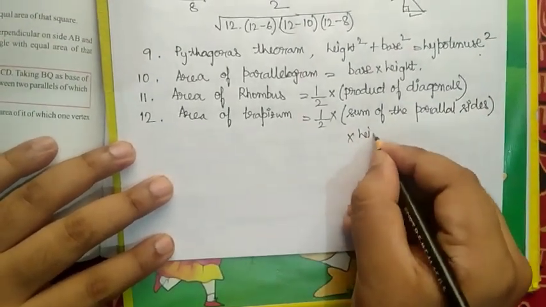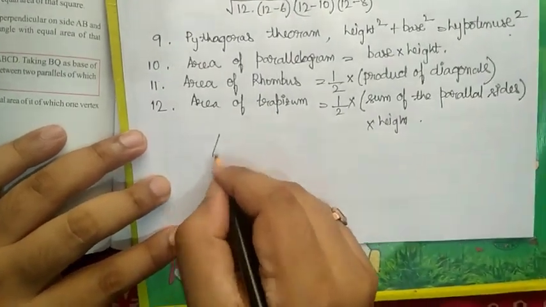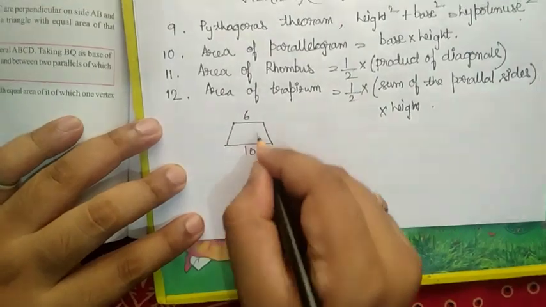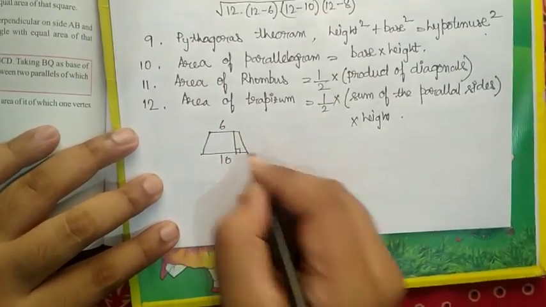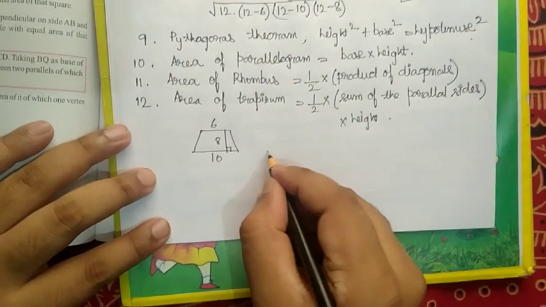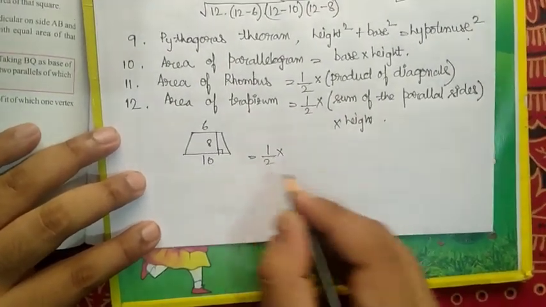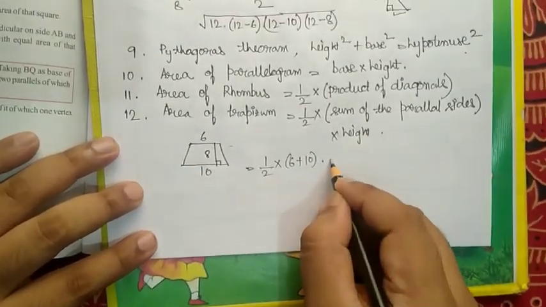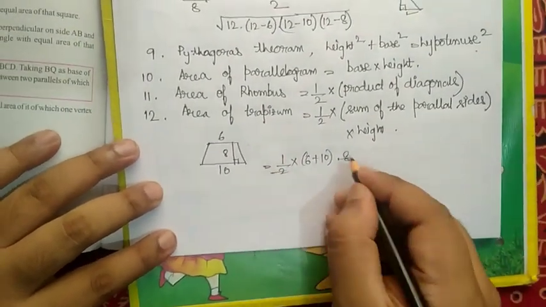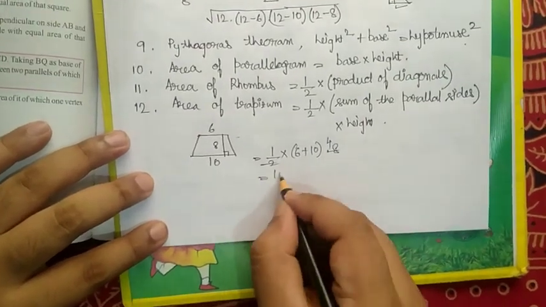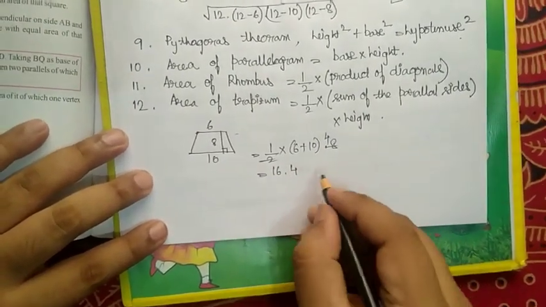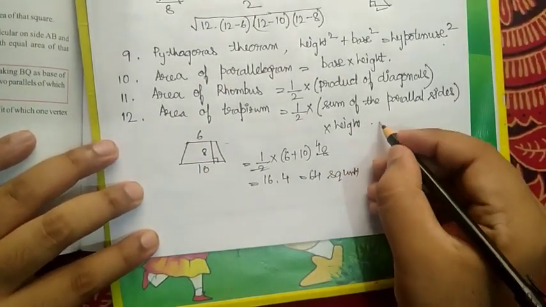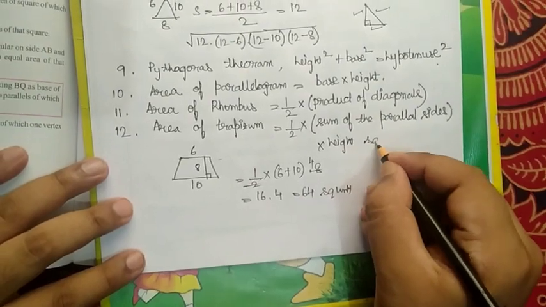Means if this trapezium is given as this is 6, this is 10, and one perpendicular is given which height is 8. The area should be half into sum of the parallel sides, means 6 plus 10, and height should be 8. So 6 plus 10, 16 into 4, the area should be 64 square unit, and all of these areas should be in square unit.